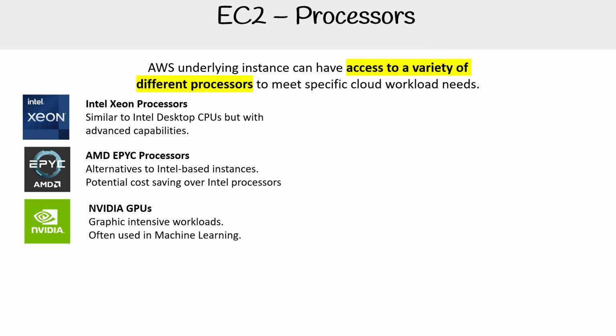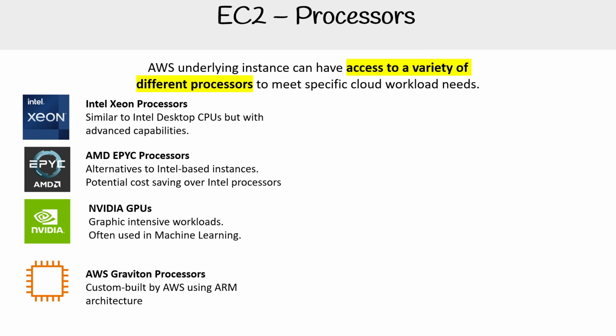Then you have NVIDIA GPUs. These are graphic intensive workloads often used for machine learning. So at one point you could attach GPUs. I think they got rid of that service, or I forget what it was called, but it was something that they had and they kind of got rid of. But anyway, the idea is that you can spin up instance types that will have a GPU permanently attached to it, but not necessarily attach a bunch of them.